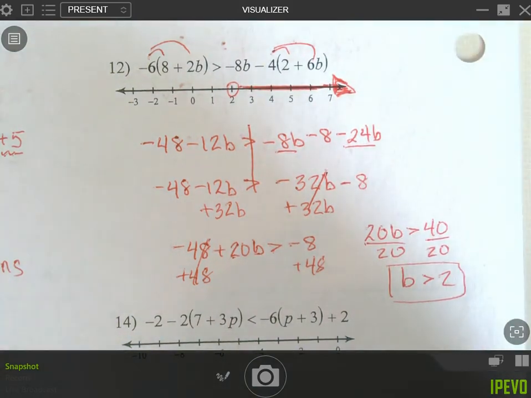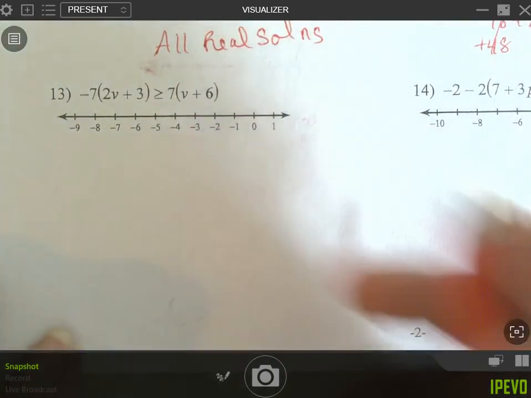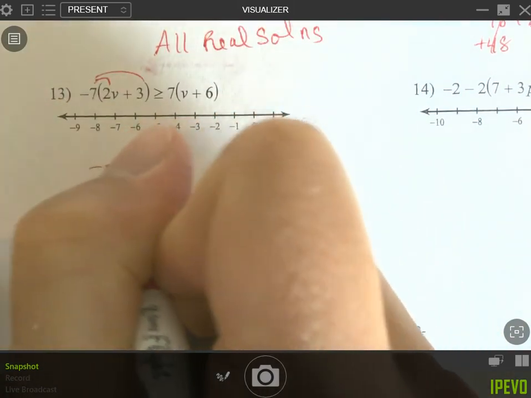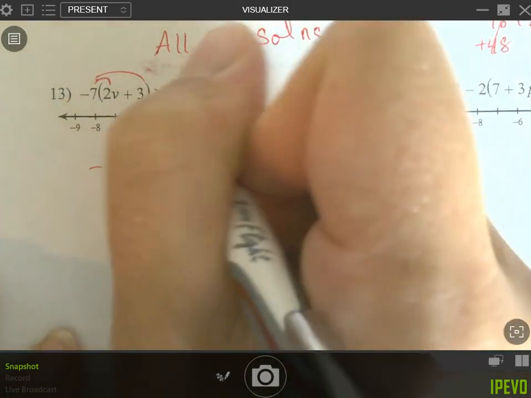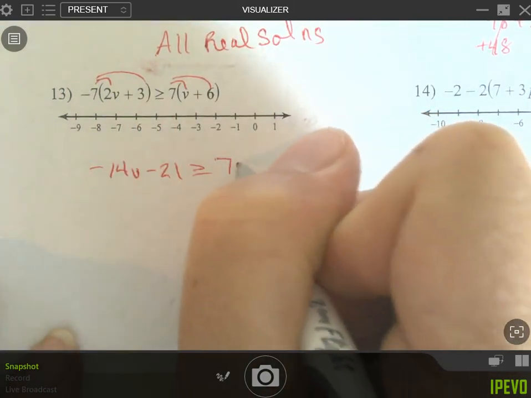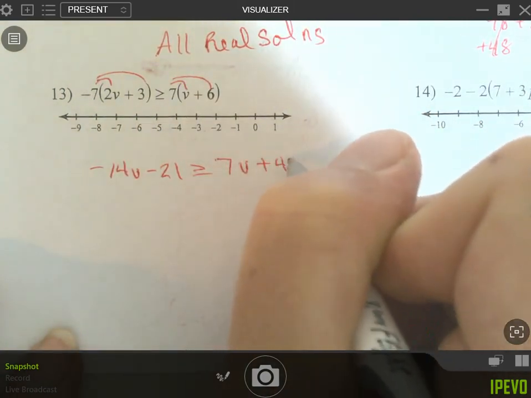Okay, in case you're interested in the next answer, it's x is less than or equal to negative 3. And then the last one ended up being no solution because it wasn't equal to. So I know you might not have gotten there, but those are the answers. So here I have negative 14v minus 21. Distribute again, 7v plus 42.